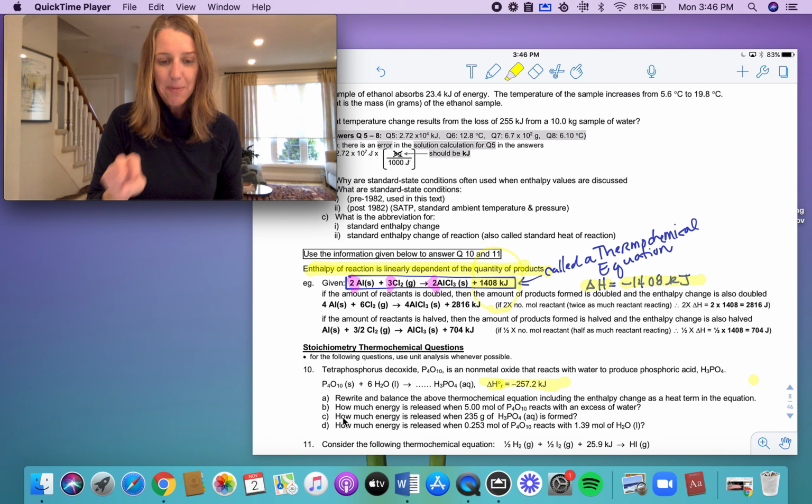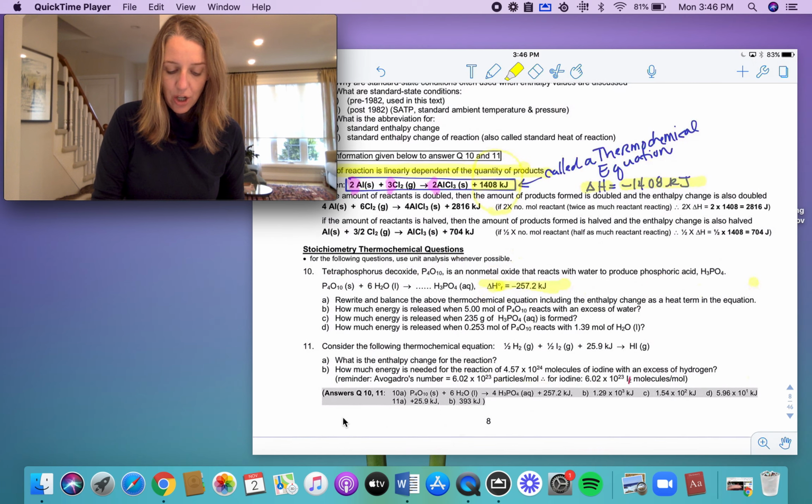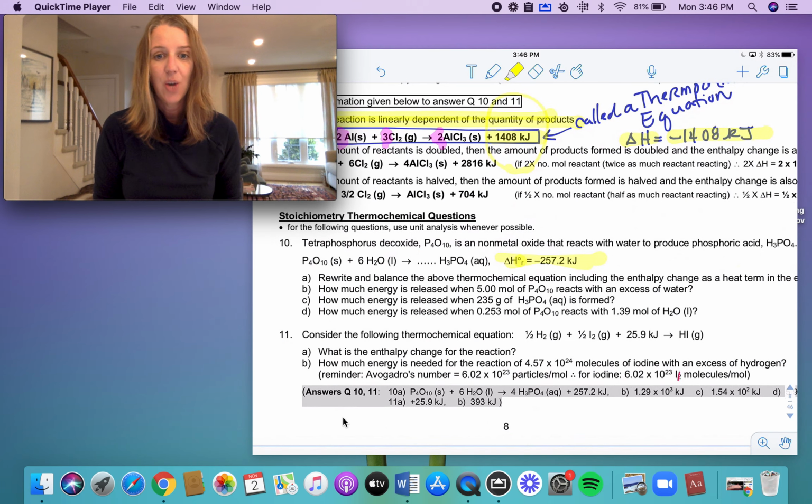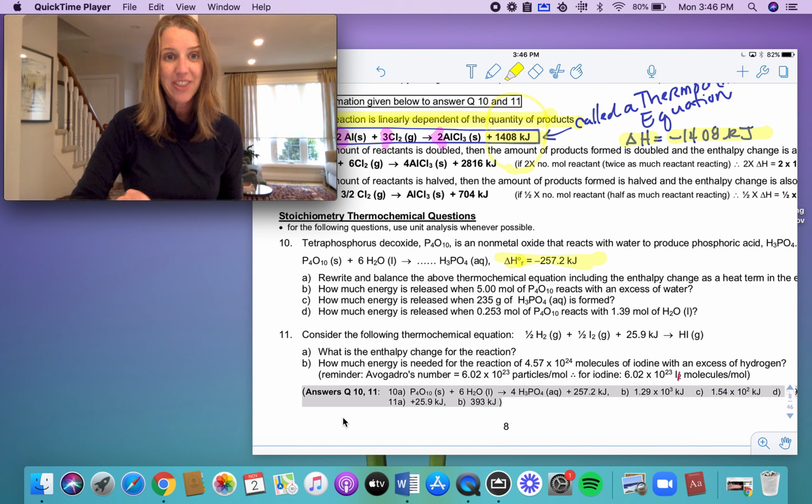So given that example right there, I'm going to get you to work on question 10 and question 11 and simply write out your equation and write out your thinking for these ones, because this is probably the hardest type of question we're going to do from today's lesson. Okay, good luck with that and let me know how it goes.